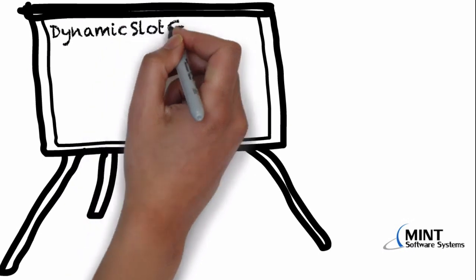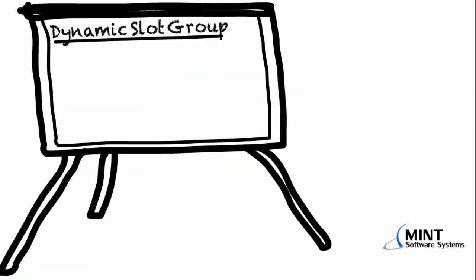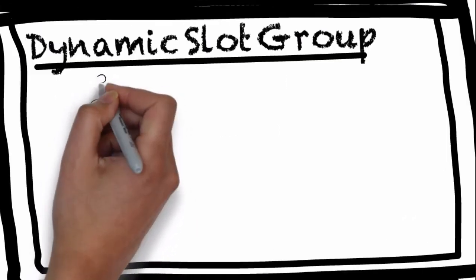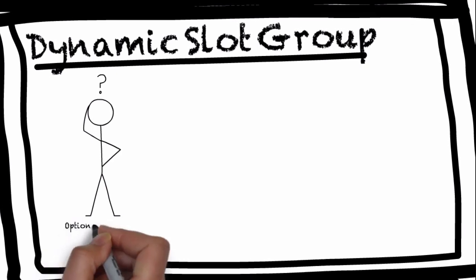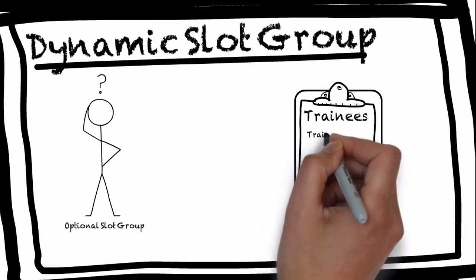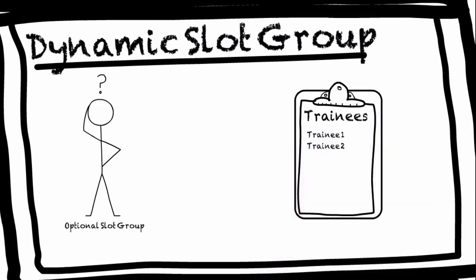In this short Mint tips and tricks video, we will show you how you can set up an optional slot group for your products using the dynamic slot group quantity work rule. An optional slot group is a slot group that was configured to be associated with other slot groups. Initially, it is empty and requires no resources to be assigned.